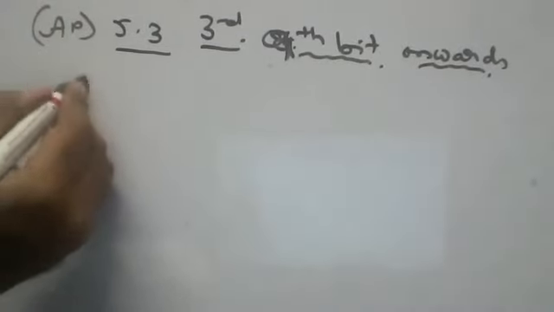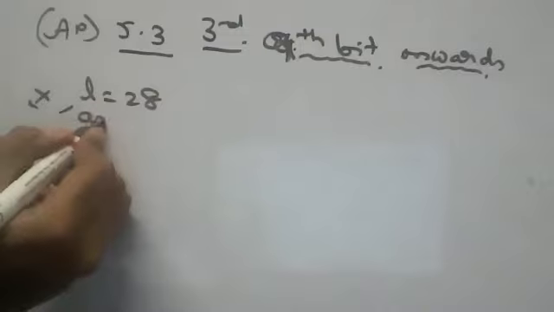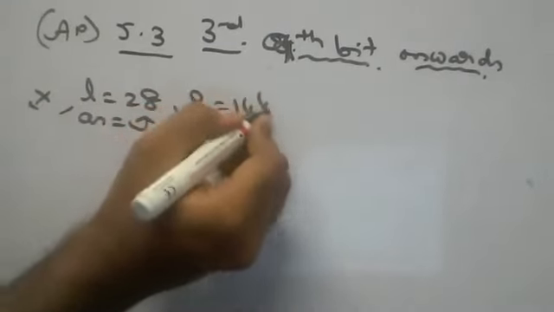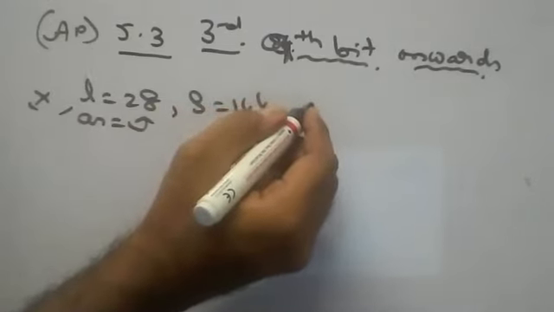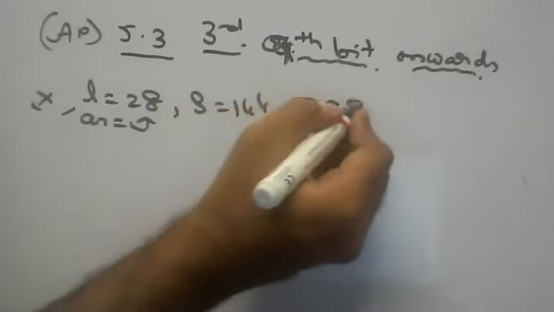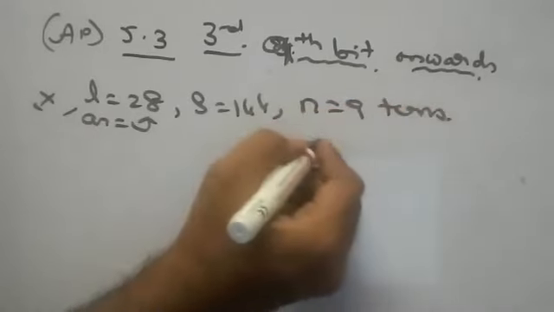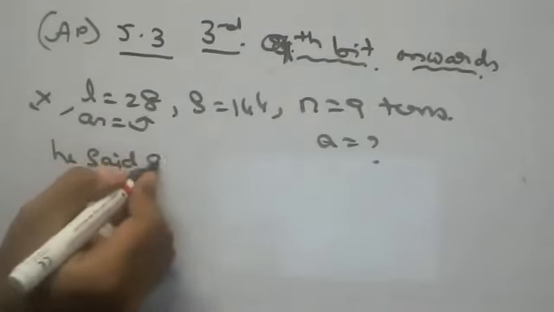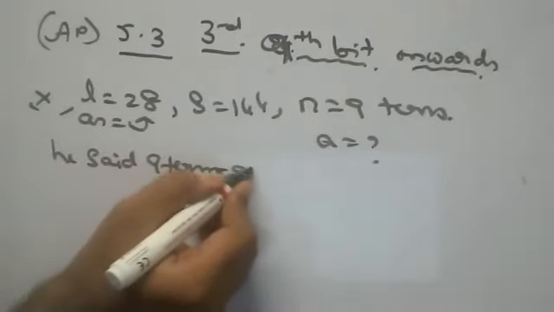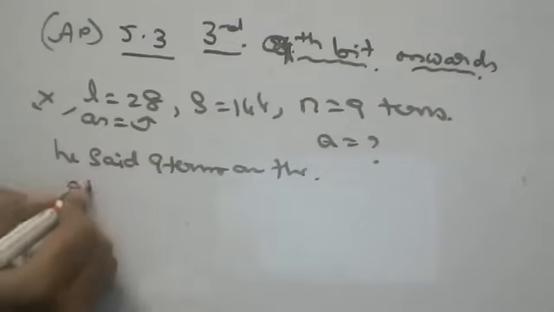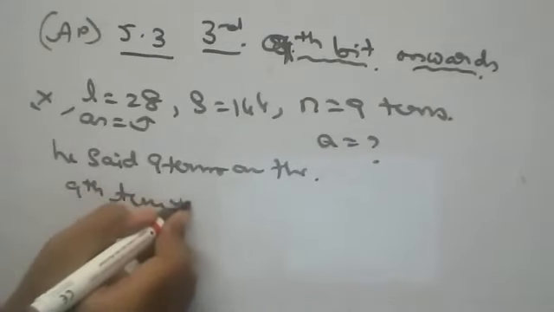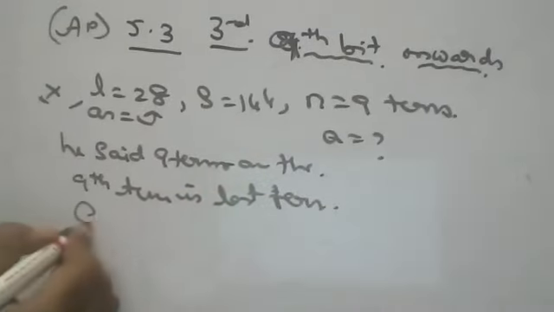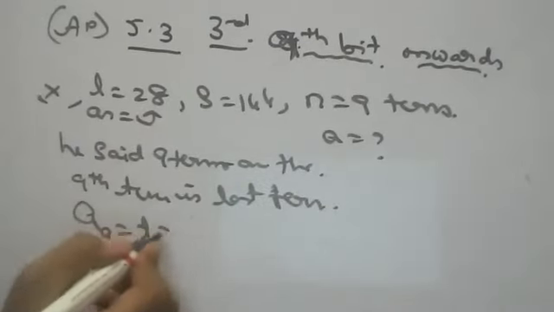And the sum: last term is 28. Last term, whether you call it a_n or 28, same thing, children. S is equal to 144. Okay. And there are 9 terms, he said. Find a, children. He said 9 terms are there, means the ninth term is the last term. Indirectly saying the ninth term is the last term. So a9 is l, which is 28.